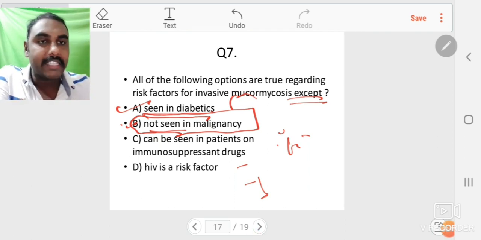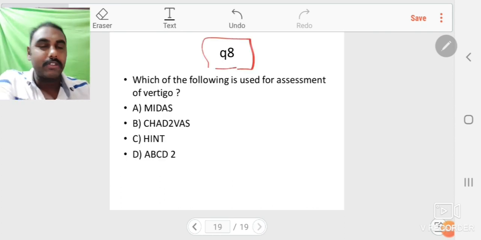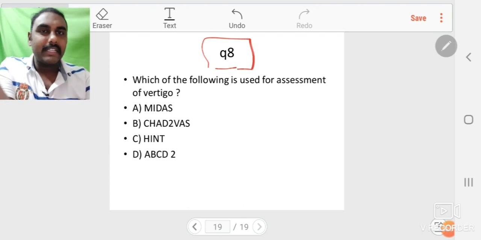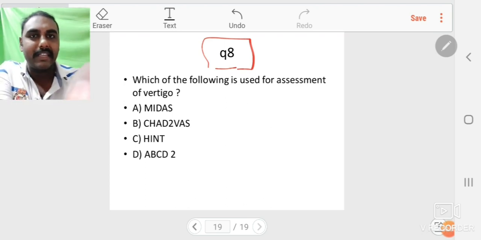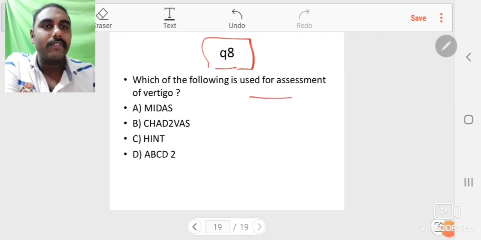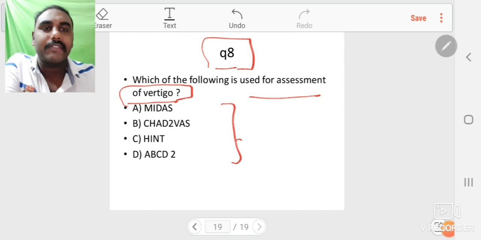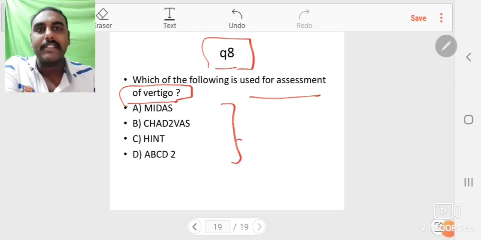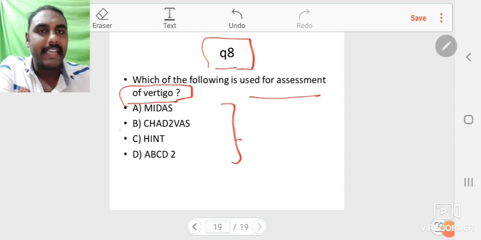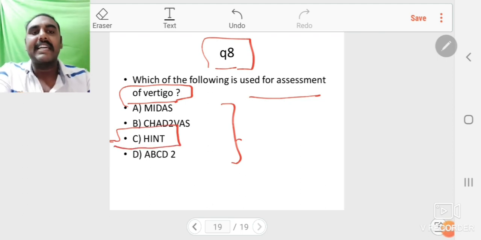So coming on to the next one, the next MCQ is a bit difficult. This is a recent MCQ also. JIPMER has given one bit difficult MCQ from ENT. What they have asked is, which of the following is used for the assessment of vertigo, and they have given some questionnaire kind of thing. Option A or B or C or D. I will explain it. Option C is the answer.